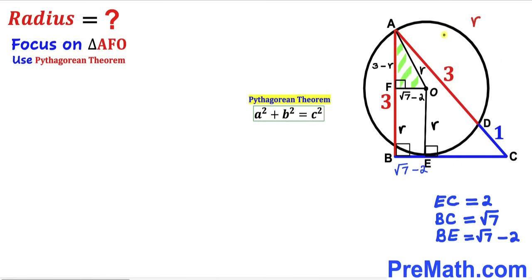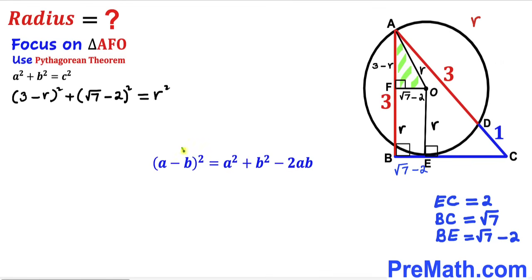And in our case, our hypotenuse is radius r, whereas our two other legs are 3 minus r and square root of 7 minus 2. Let's go ahead and fill in the blanks in this Pythagorean formula. So we got 3 minus r whole square plus likewise square root of 7 minus 2 whole square equals r square. And now let's recall this famous identity.